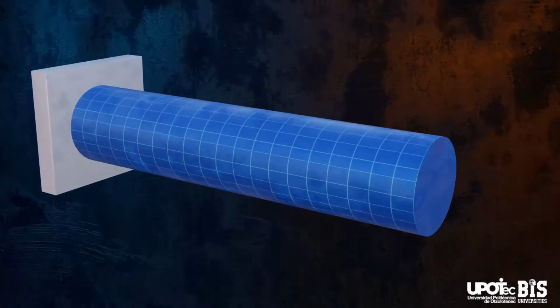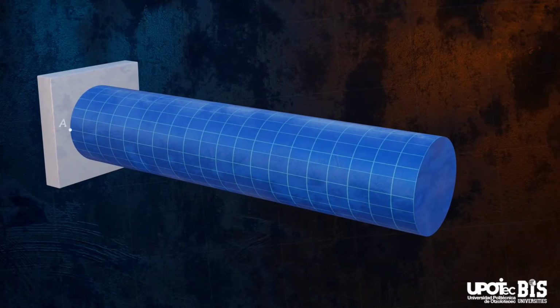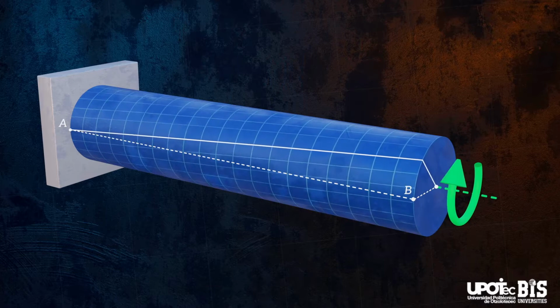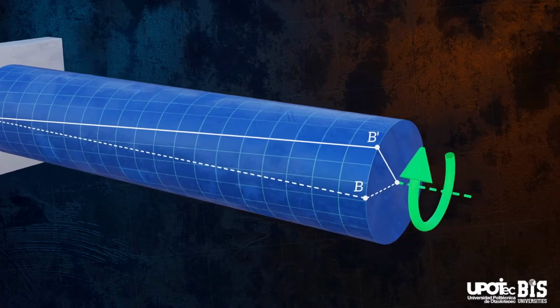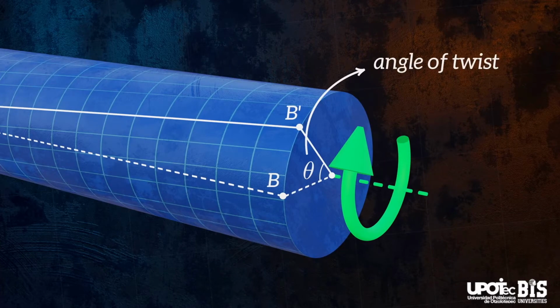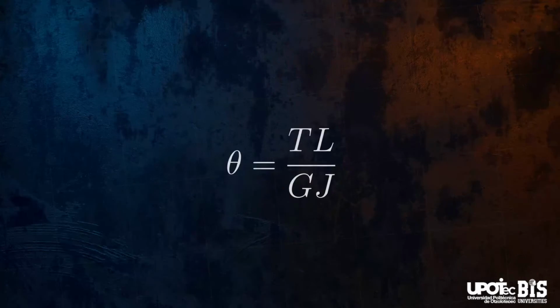Let's fix our bar at one end and track how a line between point A and point B deforms as we apply a torque to the other end. The applied torque causes the free end of the bar to rotate by an angle phi. This is called the angle of twist. It varies linearly from 0 at the fixed end of the bar to phi at the free end of the bar. We can calculate the angle of twist using this equation.